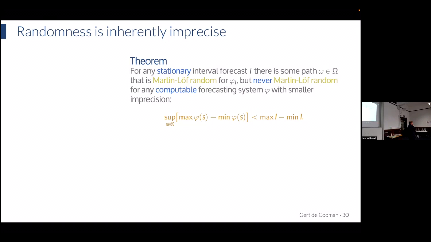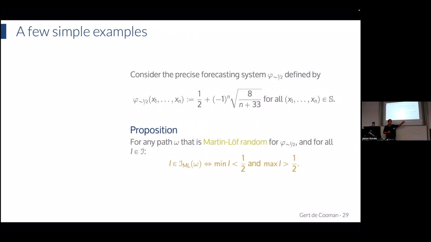By the way, something else I want to tell you here. For instance, this example, what does it tell us? There are sequences of zeros and ones that are not random with respect to 1/2, that are not random with respect to any precise probability, any precise forecasting system, but that are random with respect to intervals. So there are sequences of zeros and ones that satisfy this randomness condition. They are in some way random, but never for a precise interval, never for a precise value. But they are random for imprecise ones.